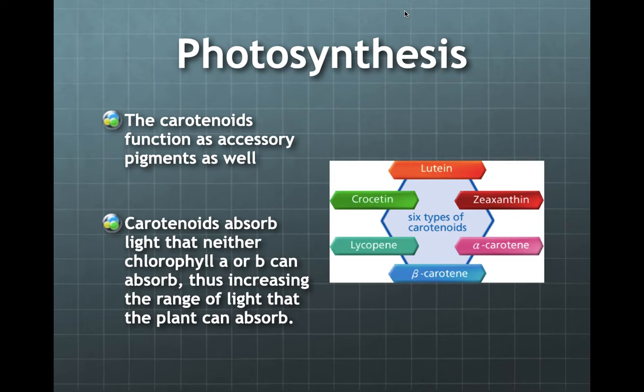And we have 6 different types of these. I'm not going to ask you the 6 different types, but just know that there are different types of carotenoids. These are accessory pigments as well. What they do is absorb light that neither chlorophyll A nor chlorophyll B can absorb. This increases the range of light that the plant can absorb, to increase the amount of photosynthesis a plant can go through.